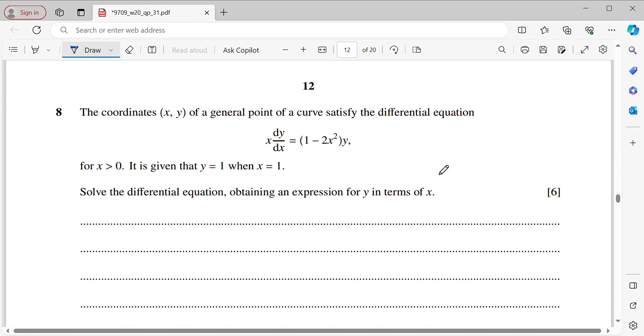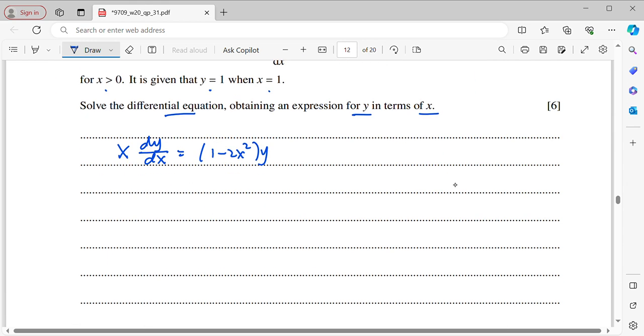Okay, next question, number 8. The coordinates xy of the general points of a curve satisfy the differential equation for x greater than 0. It is given that y equals 1 when x equals 1. Solve the differential equation, obtaining an expression for y in terms of x. So now, x dy over dx equals to 1 minus 2x squared multiplied with y.